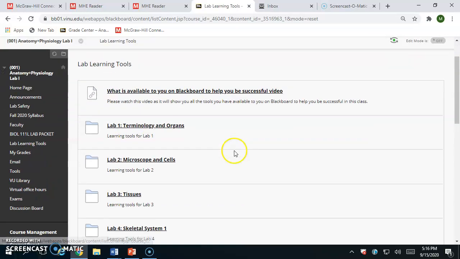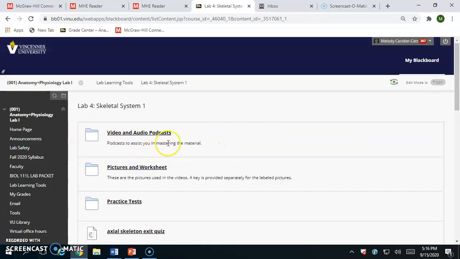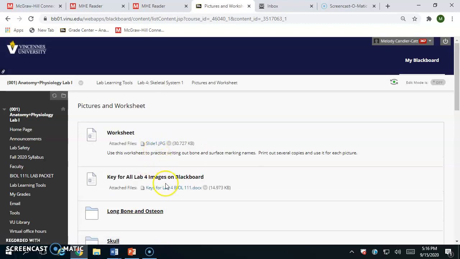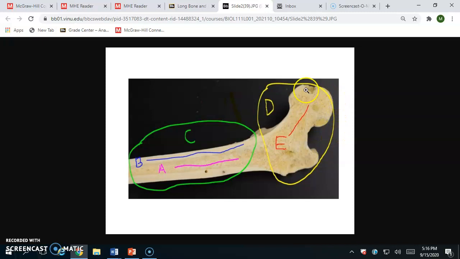lab learning tools, slide down to Lab 4 skeletal system, and look at the pictures. We'll pull up the long bone and the osteons on here, but we'll look at the long bone first. There's an image of one of the bones that we have in lab. You don't see the whole long bone, but you can definitely see all the parts that you need to see, such as the name of the end of the long bone, the middle of the bone, and the various parts. So that's the best place to find that information.